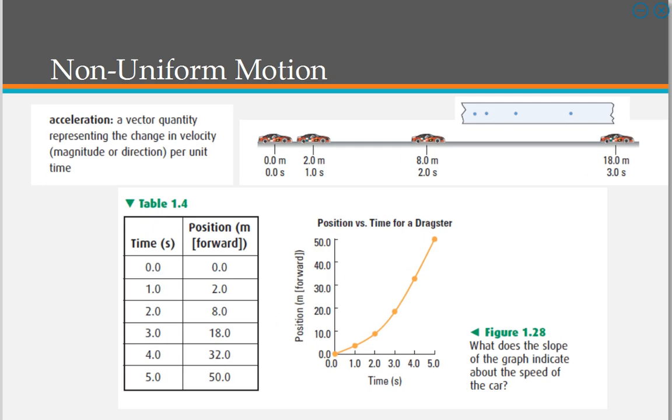All right, non-uniform motion. Non-uniform motion, what does that imply? Acceleration is not zero. Acceleration is not zero. If acceleration is not zero, that means it's accelerating.